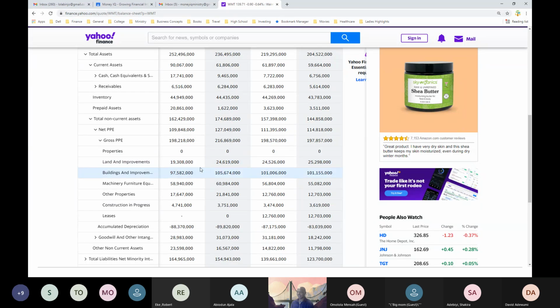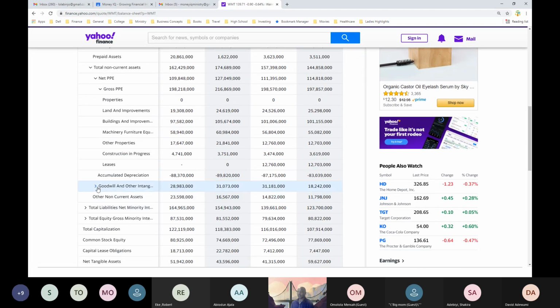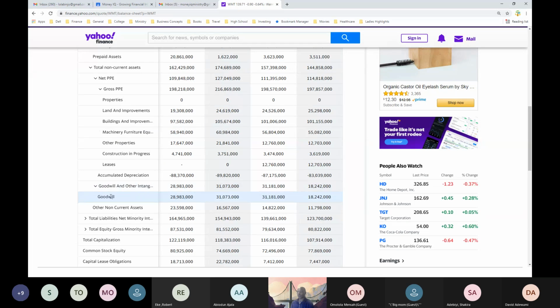How much is land and improvement? How much is building? How much is machinery and other properties and construction that they have in progress or lease? That is your PPE. Then you have also under non-current assets, goodwill, as well as other intangibles like copyright. For a company like Walmart, most of their intangible is really goodwill. Look, they have almost $30 billion in goodwill. And you expect that that is the case.